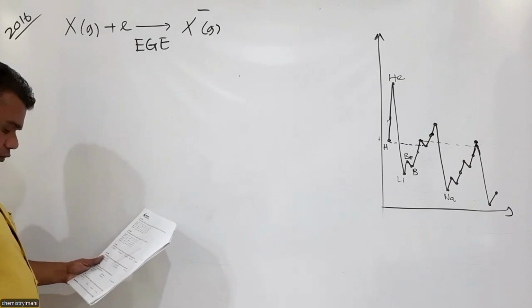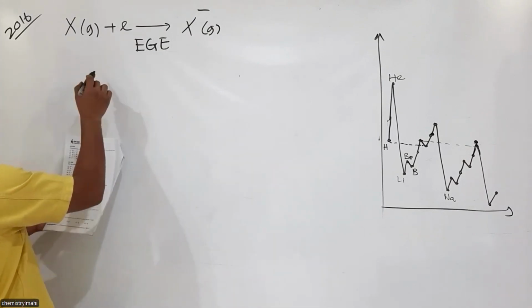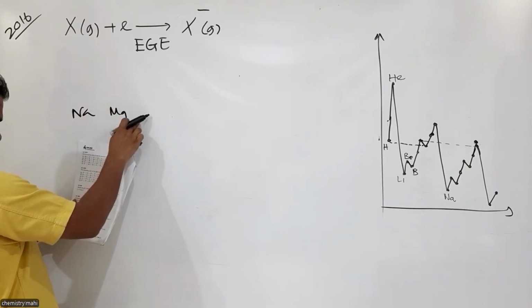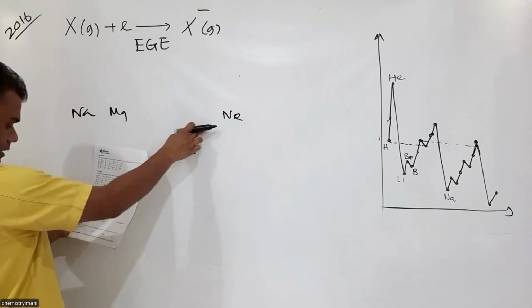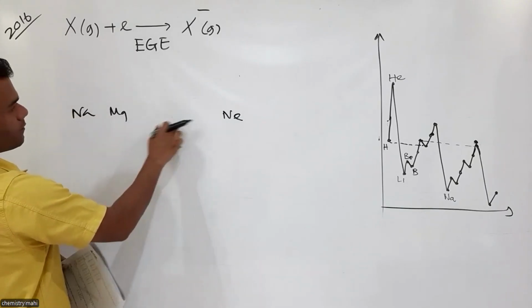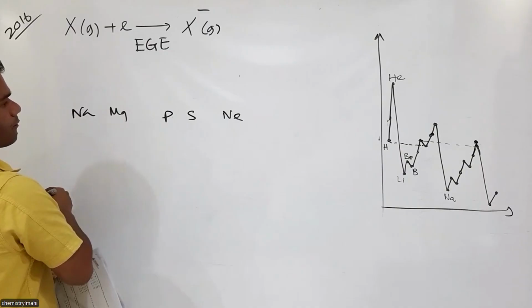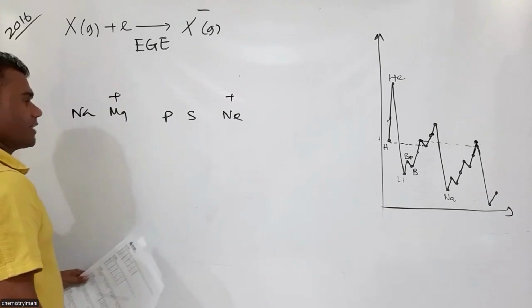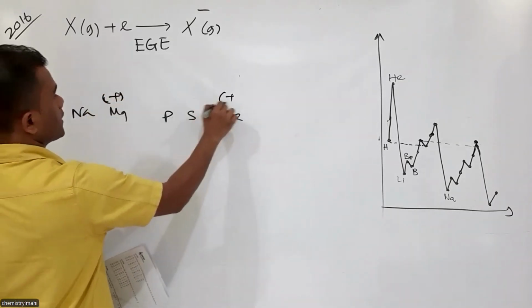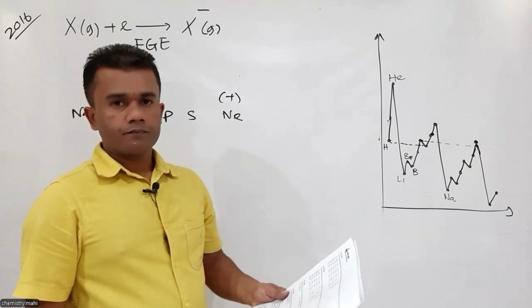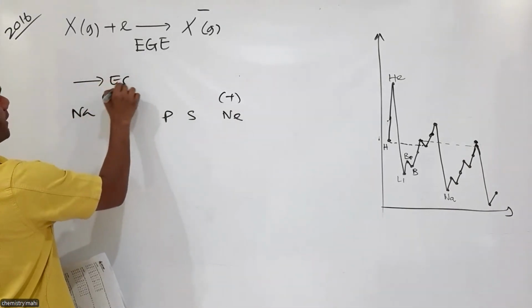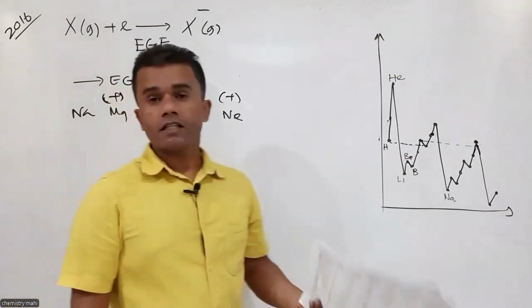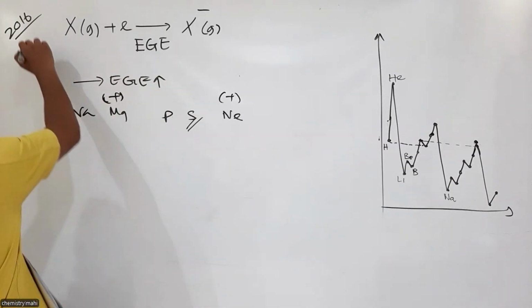Then out of sulfur, phosphorus, sodium, magnesium, neon, where do you find them? Sodium is here in group 1, thereafter magnesium here, and neon is here in group 18. After that you get phosphorus and sulfur somewhere here. They ask which liberates, negative. Neon is positive, magnesium is positive. You can easily forget these two, they don't liberate, they absorb. From here to here, electron gain energy increases. So which one is largest? Sulfur should be the largest one. Sulfur is given in the first answer.